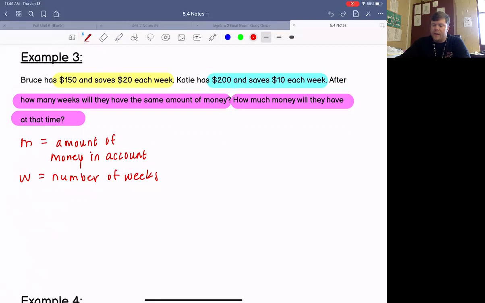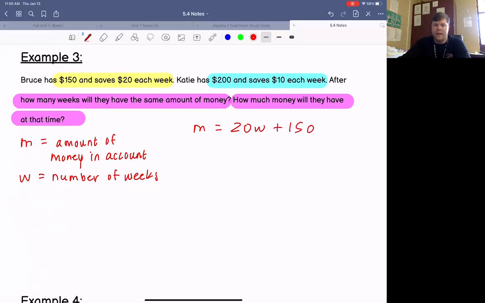Bruce has $150 and saves $20 each week. So we can actually write that. We can say M equals 20 times the number of weeks. So that's $20 each week plus the $150 he already has.